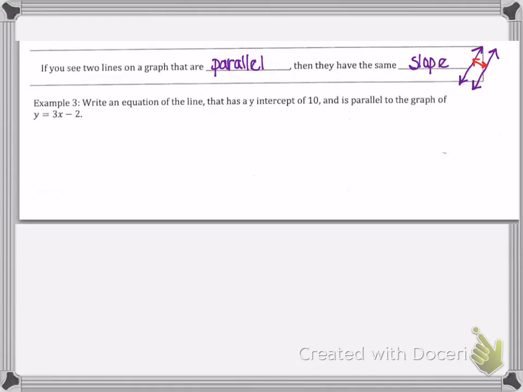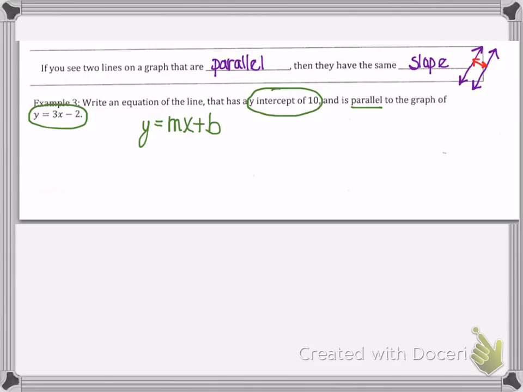If you take a look at example 3, I'm asking you to write an equation of a line where the y-intercept is 10 and it's parallel to the graph of y equals 3x minus 2. So a couple different things here. The first one that's jumping out at me is let's go ahead and talk about the two things we need to write an equation. We need our m value, our slope, and we need our b value, our y-intercept. Let's fill in the easy one because they tell us exactly what b should be. B should be 10 because they want a y-intercept of 10.